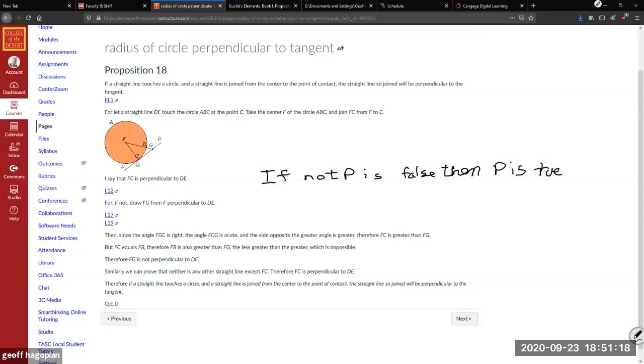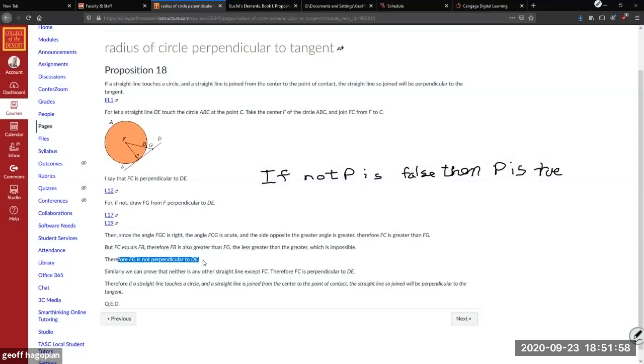Wait, so FC would have to be longer than FG because, yeah, the angle C here opposite FG is smaller than angle G opposite FC. But FC equals FB, right? Because those are both radii. Therefore, FB is also greater than FG. Wait, the part cannot be greater than the whole, right? Which is impossible. Therefore, FG is not perpendicular to DE.